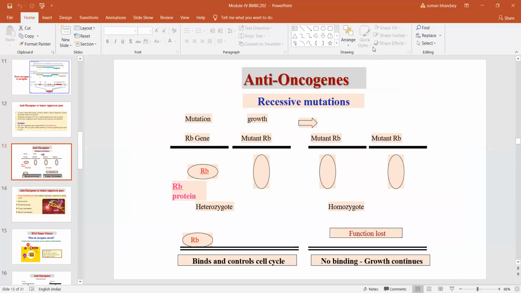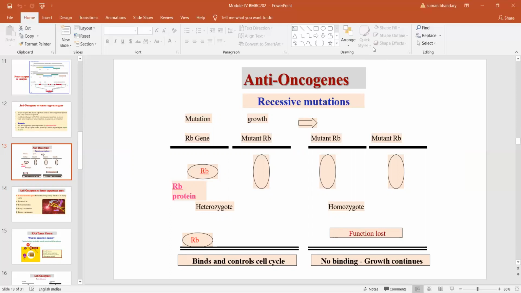So oncogene mutation is a recessive type. Proto-oncogene mutation is a dominant type, but again you can see in the heterozygote. So because this is a recessive type mutation, here the protein will bind and control the cell cycle, but in case of most alleles being of mutant type, the function is lost.